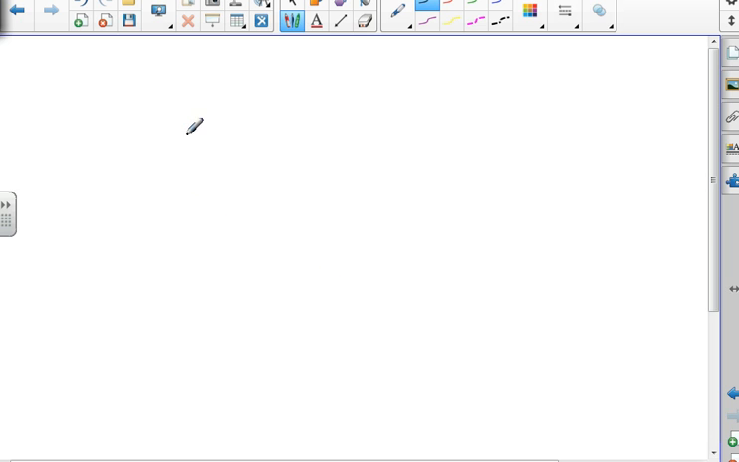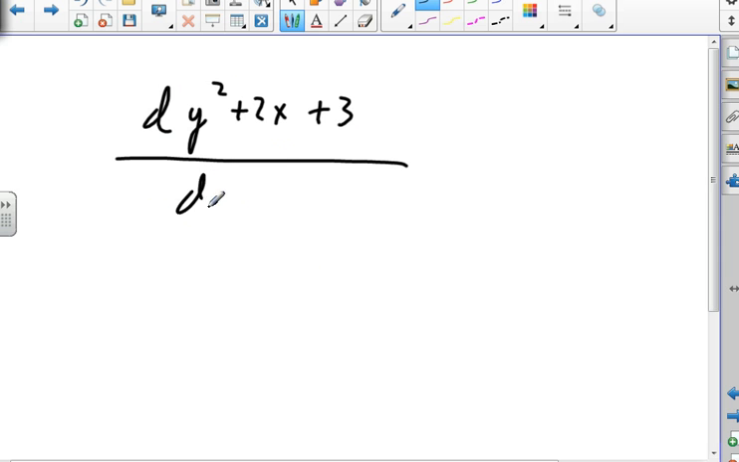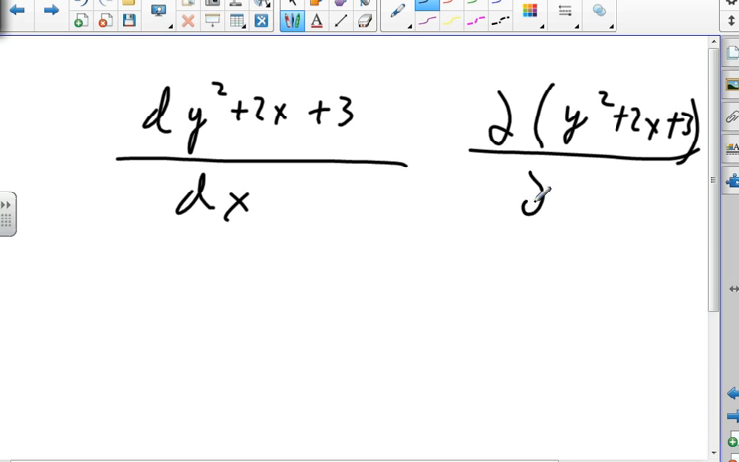Okay. So if I have a function y squared plus 2x plus 3, and I take the derivative of that with respect to x, that form would not make any sense. But if I took the partial derivative of y squared plus 2x plus 3 with respect to x, that would be the right form, and the answer would be 2. Because when I take the partial derivative with respect to x, the y components are treated as constants. But this would not be a proper form, the derivative of that with respect to x.